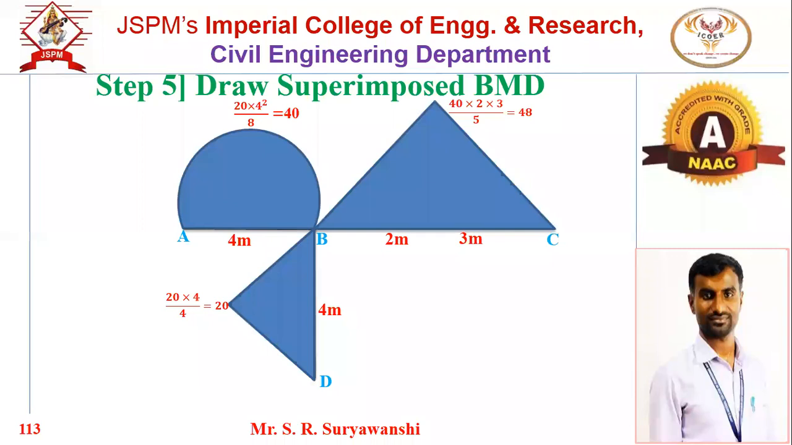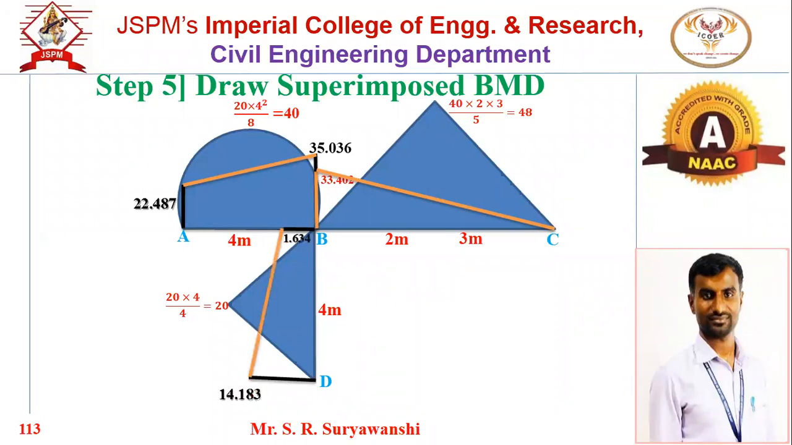So that's why here MAB is 22.487, MBA is 35.036, joined with a straight line. Then for MBC, 33.402, MCB is 0, joined with a straight line. Then for BD, it will again lie on the same plane because the moments are in opposite directions. Okay, so this is the superimposed BMD. So this is the complete solution for this non-sway frame.